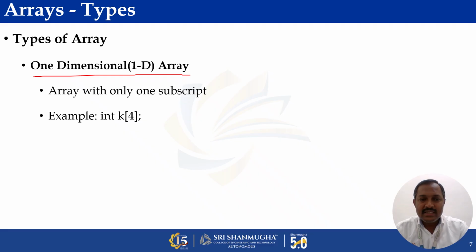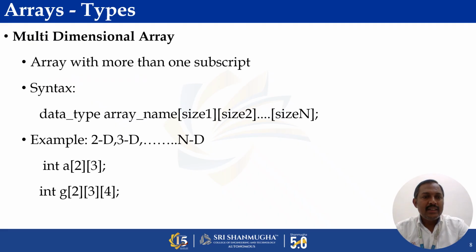Till now we have discussed the array concept. We have created an array, stored data in it, as well as accessed it. Whatever we have discussed till the last slide comes under the one dimensional array. An array with only one subscript is called a one dimensional array. Next, the multi-dimensional array: an array with more than one subscript is called a multi-dimensional array.